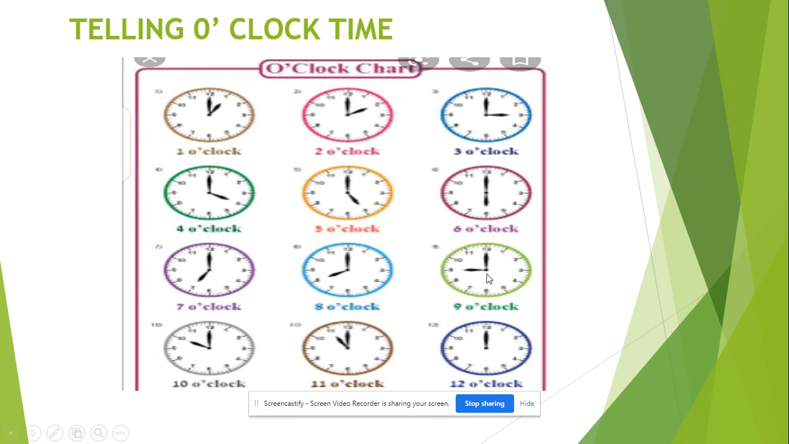Okay? Now look at this as well. Your long hand is on 12, your short hand is also on 12. So the time is 12 o'clock. Let's come here again. Your long hand is on 12, your short hand is on 11. So the time is what? 11 o'clock. So what I need you to note is that whenever your long hand is on 12 and your short hand is pointing to any number, the time is o'clock. So if my long hand is on 12 and my short hand is on 8, the time is what? 8 o'clock. I hope you understand that.